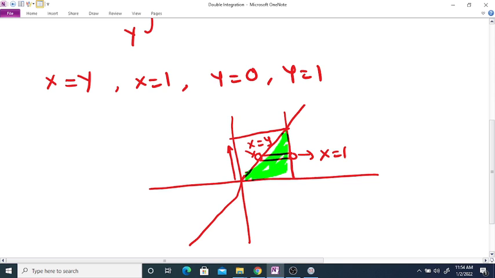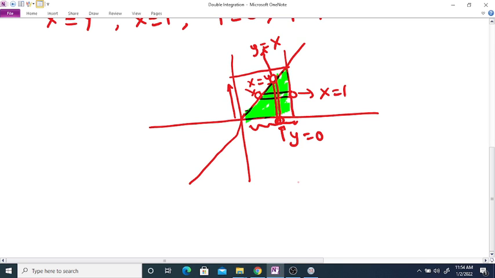So now to change the order of integration we are going to consider a vertical strip. If we consider a vertical strip here, then this strip enters at y equal to 0 and it leaves at y equal to x, and such a strip we are going to put from 0 less than or equal to x less than or equal to 1.